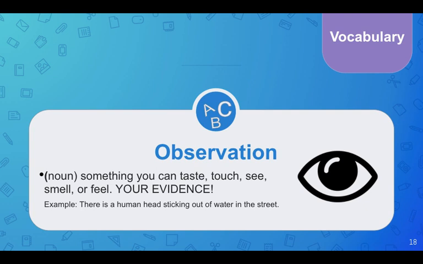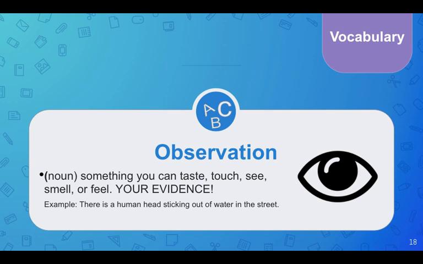In addition, an observation can be made through some sort of tool, such as a telescope or a microscope or a spectrometer that captures different light waves. So this is an observation. And so in our picture from earlier, we could say an observation of that picture was there is a human head sticking out of the water in the street.